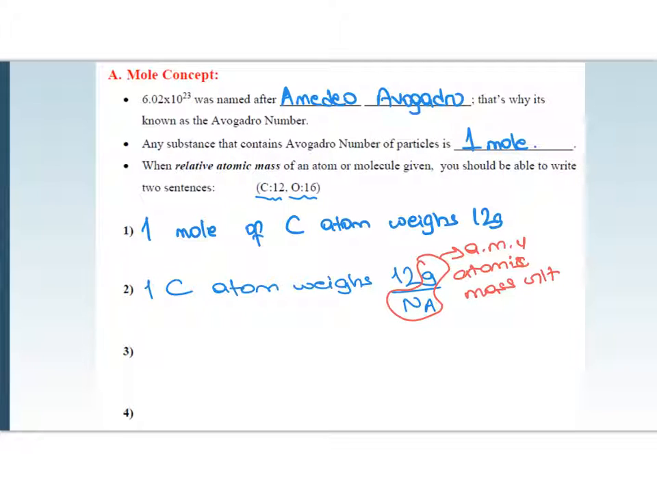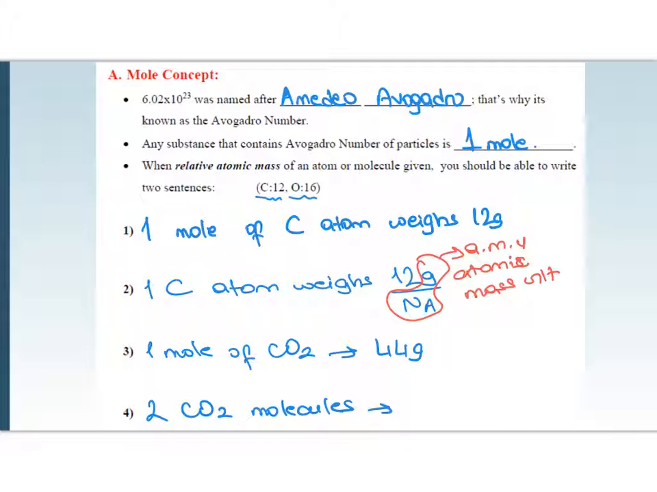So this can be written not only for atoms, but also for molecules. For example, carbon dioxide molecule. If you calculate, 1 mole of carbon dioxide is 44 grams, or if you have only 2 carbon dioxide molecules, I'm really talking about small amounts here, this is going to be not 88 grams, but 88 AMU.